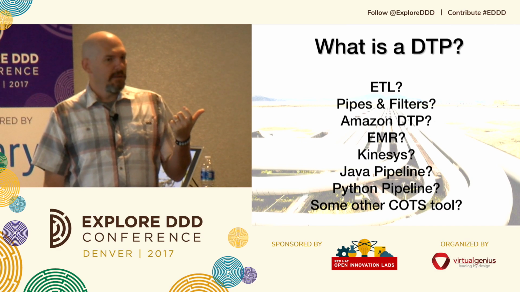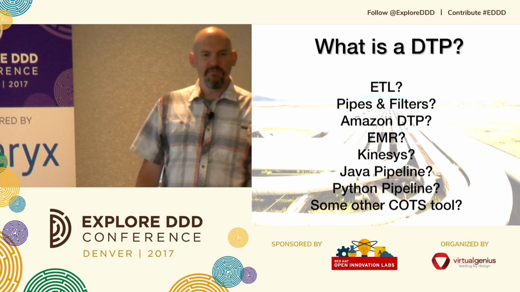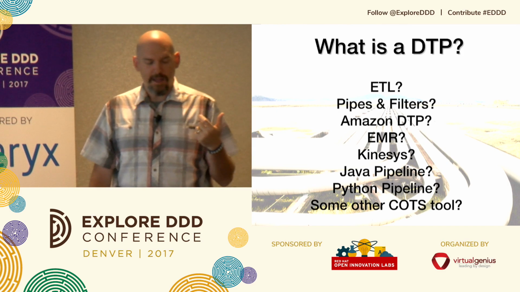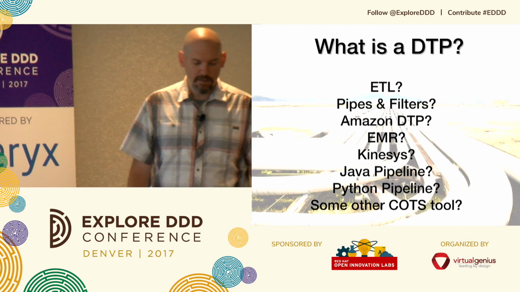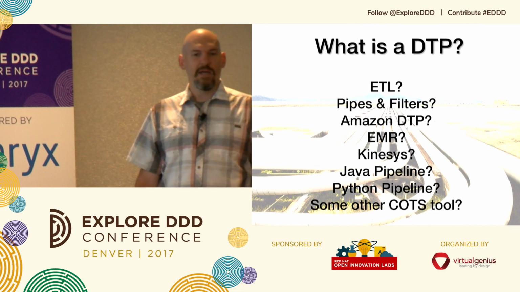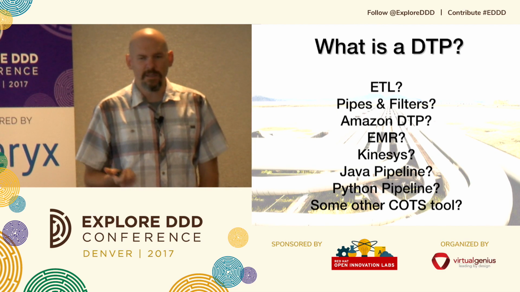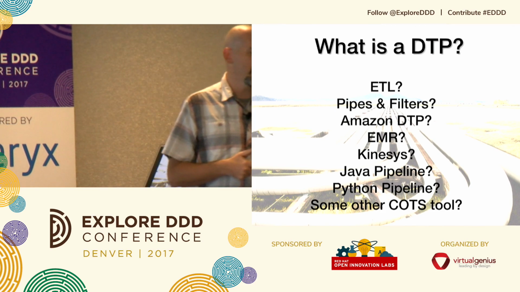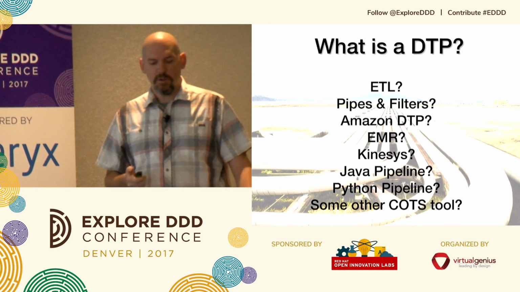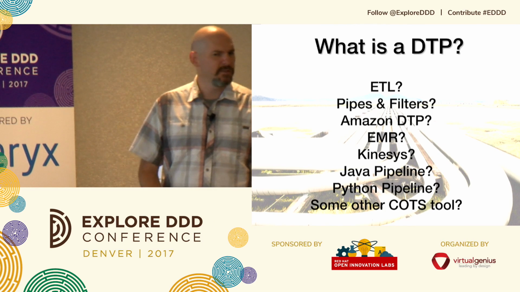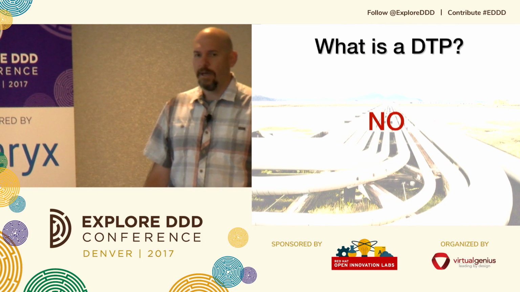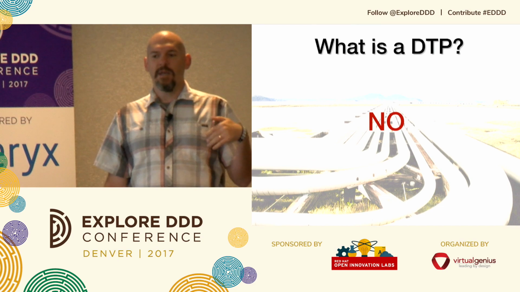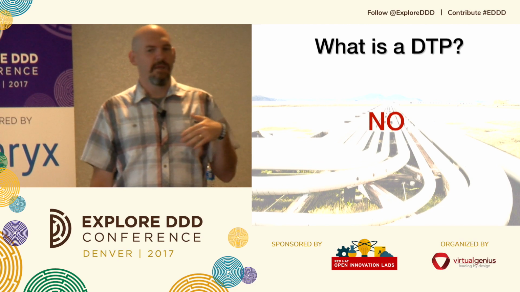Is it ETL? Is it pipes and filters? Amazon has a product called DTP. They also have a product called EMR, Elastic Map Reduce. What about Kinesis, Java pipeline, Python pipeline, some other commercial off-the-shelf tool? Maybe you're wondering, is it any of these things or even something else I didn't list? The answer is no. This is a term that I coined for the work that I'm going to talk about here.